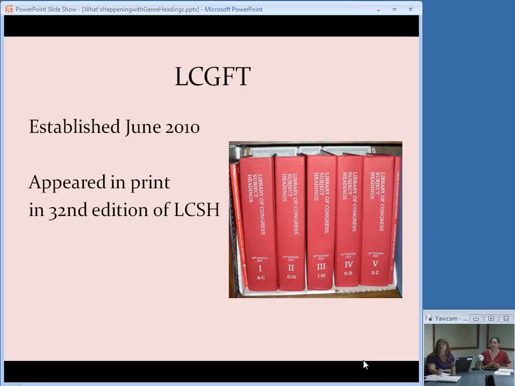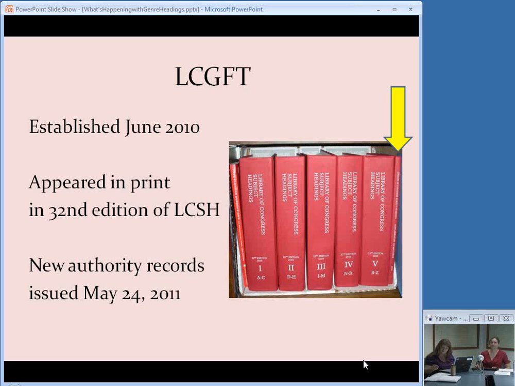It first appeared in print in the 32nd edition of the Library of Congress Subject Headings, the good old red books. They came out last year, and if you're wondering where it is, it's this slim little volume alongside your big red books. It's the supplementary vocabularies volume that goes along with the subject headings. It's got things like the children's subject headings and the genre terms. So if you have the most recent edition of the LCSH, you have these terms available to you in print form.